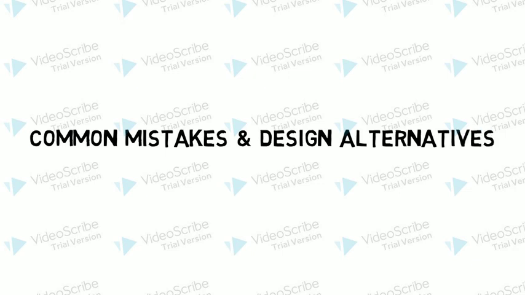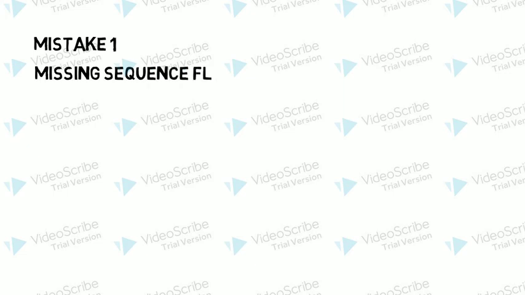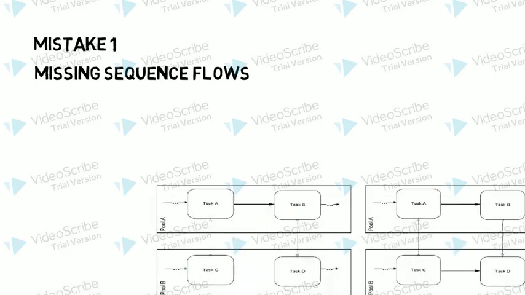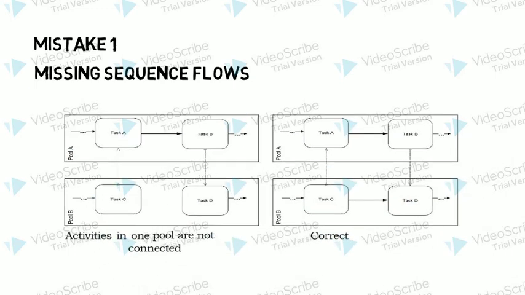Now our main part is common mistakes and design alternatives. Improper use of BPMN syntax, tools and general modeling principles can cause low process modeling performance in the sense of correctness. The most common mistake is missing sequence flow. When modeling multiple pools, a common mistake is when activities in a pool are not connected by sequence flow. The reason for this mistake is that a modeler may treat multiple pools as a single process and incorrectly interpret message flow as a way of indicating a sequence of activities.